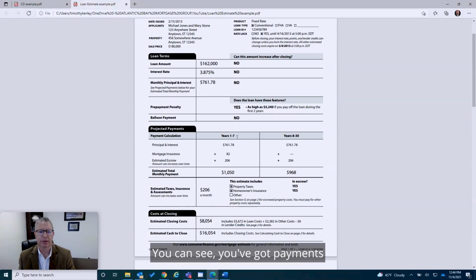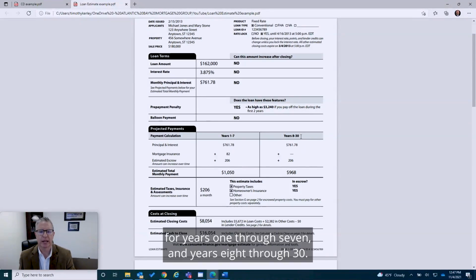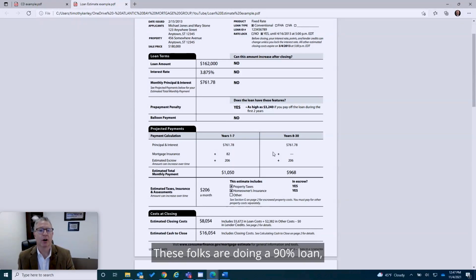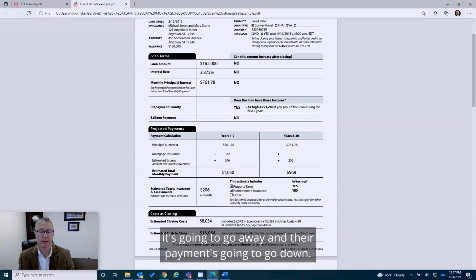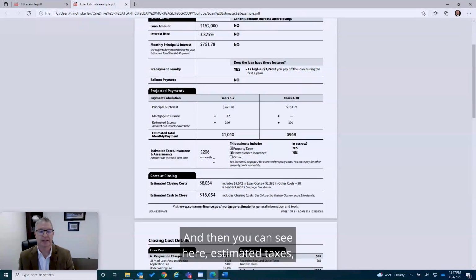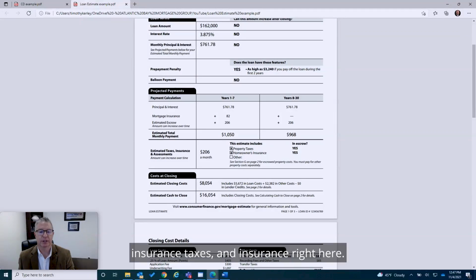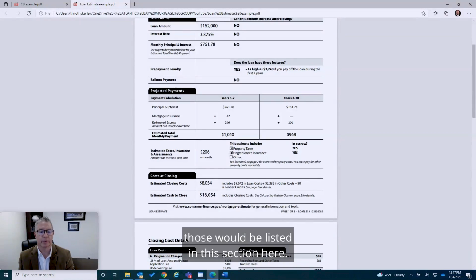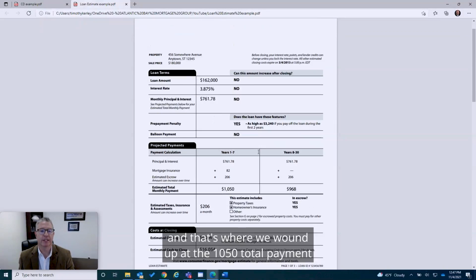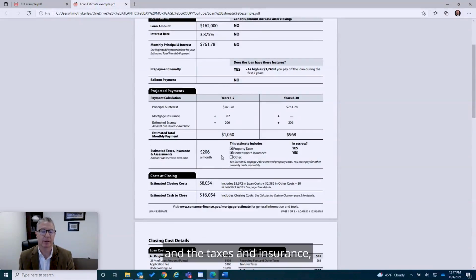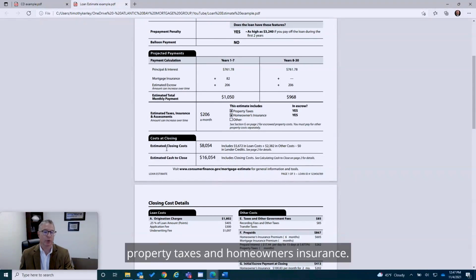Your projected payments: you can see you've got payments for years 1 through 7 and years 8 through 30. Well, why is it changing? These folks are doing a 90% loan, so they don't have the full 20% down, and that means they're going to be paying PMI, or private mortgage insurance, on a conventional loan. You can see right here, that's $82, but that is projected to drop off after year 7. It's going to go away and their payment's going to go down. And then you can see here estimated taxes and insurance. If it had homeowners association fees, those would be listed in this section here. So $206 a month for the escrow, and that's where we wind up at the $1,050 total payment when you add in the mortgage insurance and the property taxes and homeowners insurance.